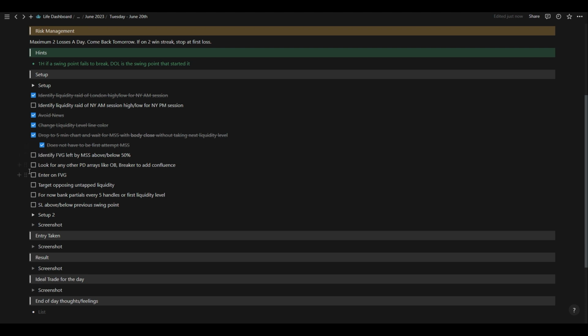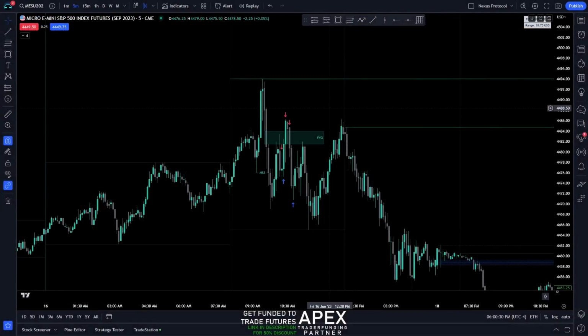It really is moving, really wants to go that way. Identify a fair value gap left by the market structure shift, and it's above or below that 50% line. We did that. Look for any other PD arrays. I don't think Nexus Blast does that. Like order blocks, breaker blocks to add confluence. I do know what he does do is look for opposing fair value gaps, I'm pretty sure.